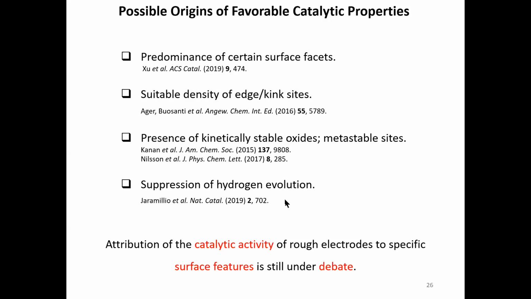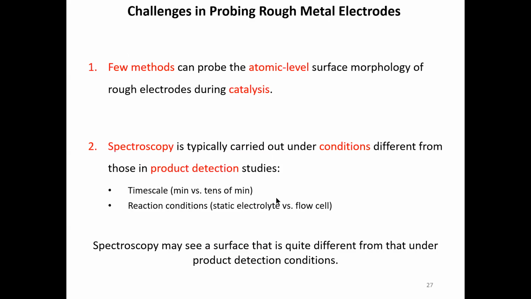There are principally two reasons for these diverging views. The first is that very few methods are available to probe the atomic level surface morphology of rough electrodes during electrochemistry. And the methods that can probe the atomic level surface morphology, such as spectroscopy, typically require reaction conditions that are quite distinct from those that are employed during typical product detection schemes.